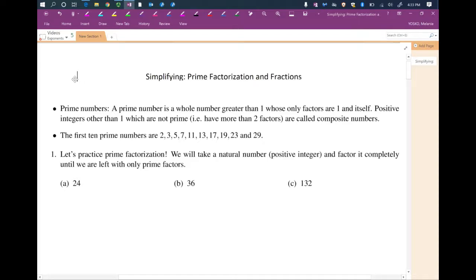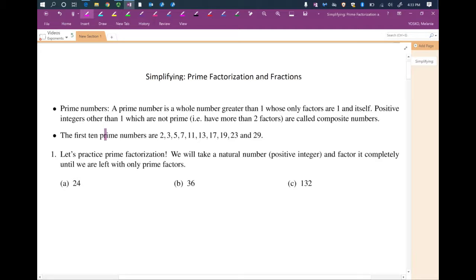Let's do some simplifying. We're going to start with prime factorization and we're going to work up to fractions. So, prime numbers. A prime number is a whole number greater than 1 whose only factors are 1 and itself. Positive integers other than 1, which are not prime, are called composite numbers. If they're not prime, they have 2 or more factors. So, for example, the number 4 is not prime because it's 2 times 2.